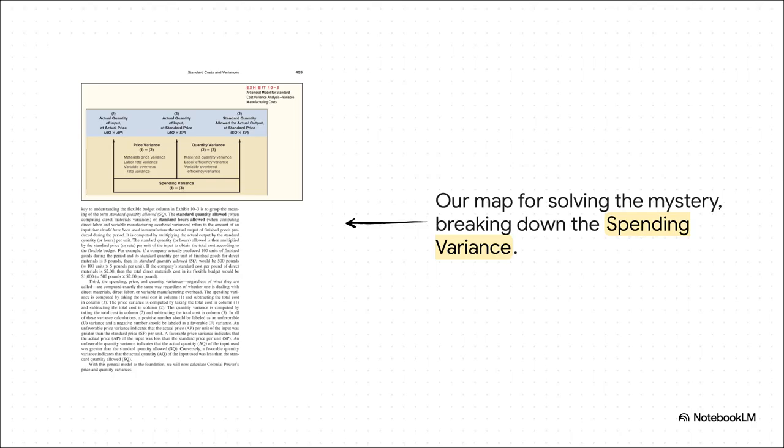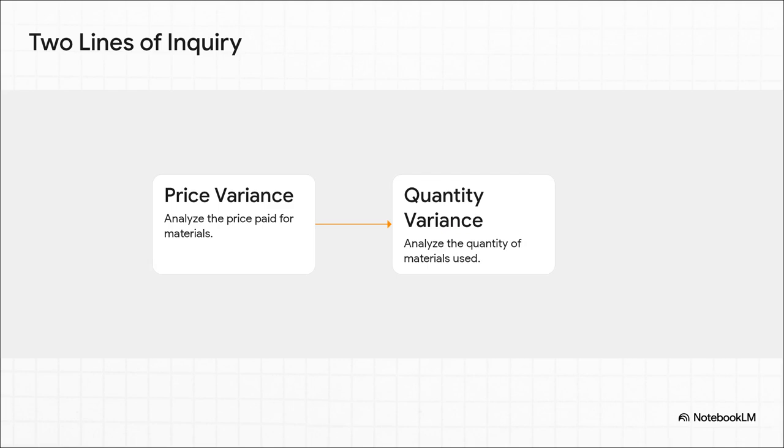One lead is going to follow the money. That's the price we paid. And the other lead follows the evidence from the factory floor. That's the quantity we used. And this right here is the absolute key. You have to investigate these two things separately. By isolating the price problem from the quantity problem, we can finally pinpoint exactly what went wrong, and, just as important, who is responsible. That is the secret to variance analysis.